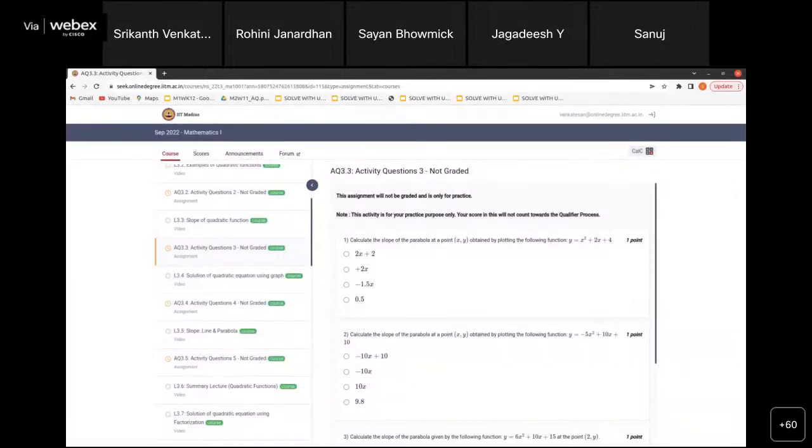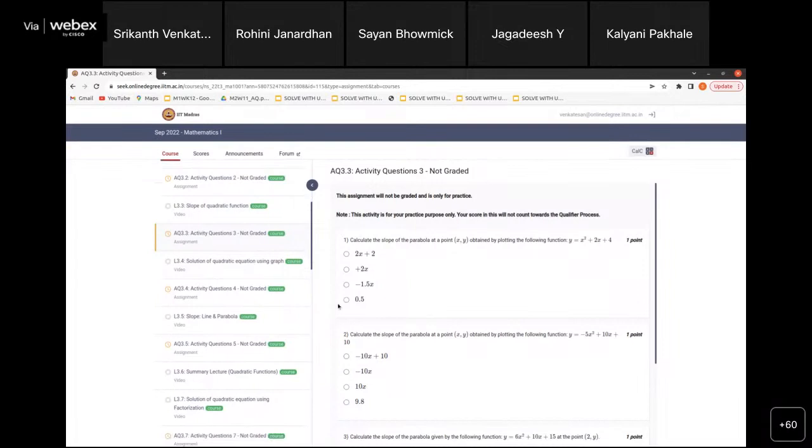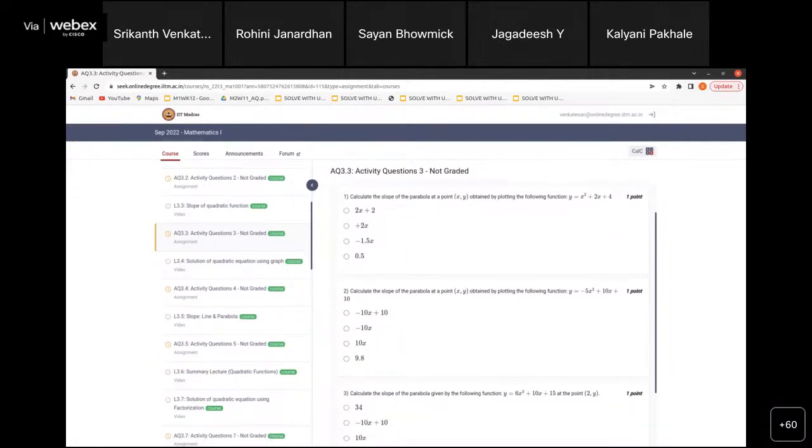So 2 times 1 times x, which is 2x, plus b. What is b? 2. So the answer will be 2x plus 2. Similarly, the second question is also the same way.